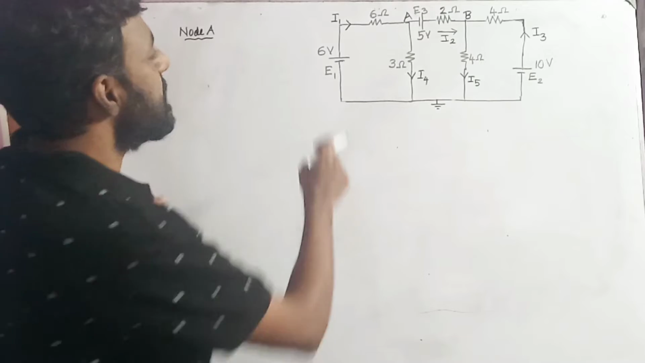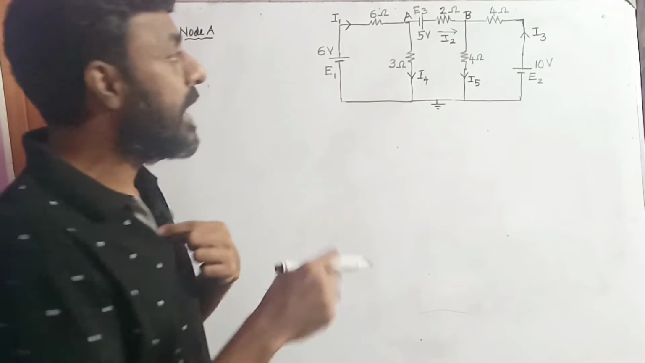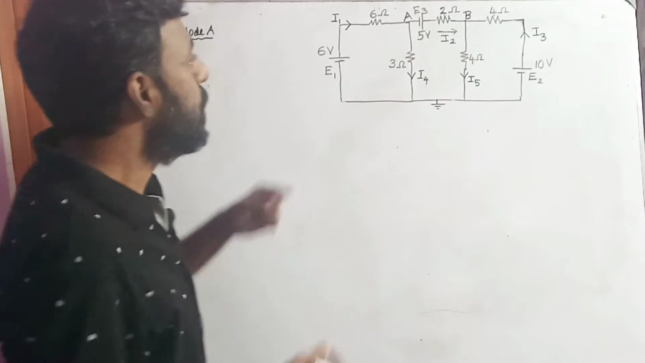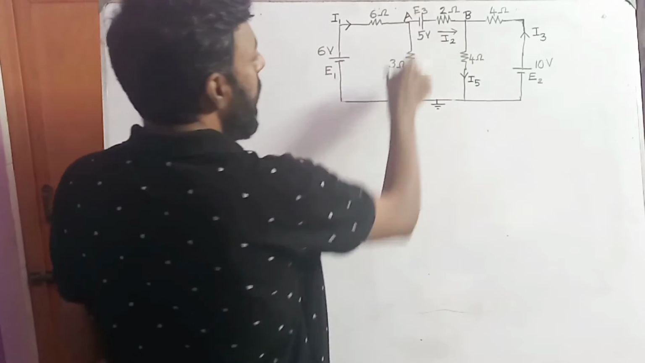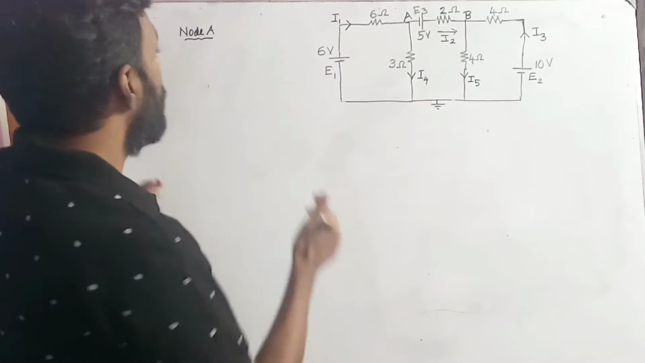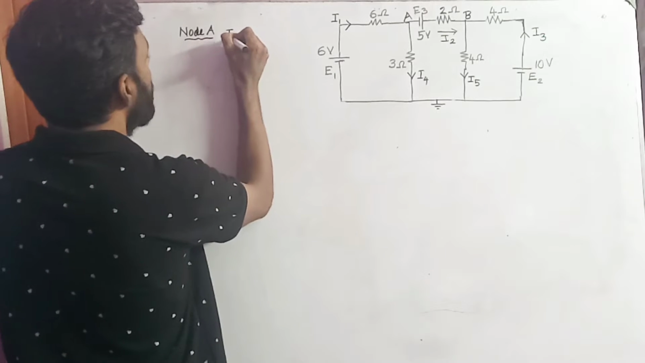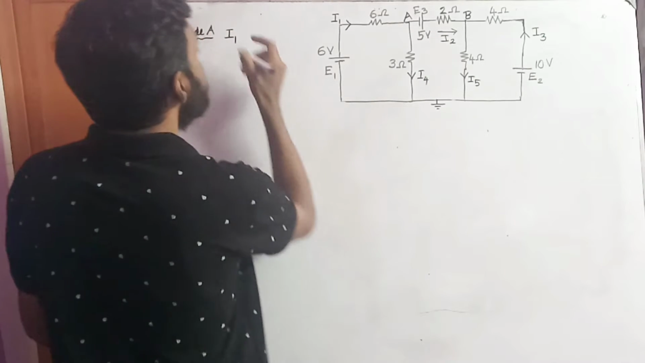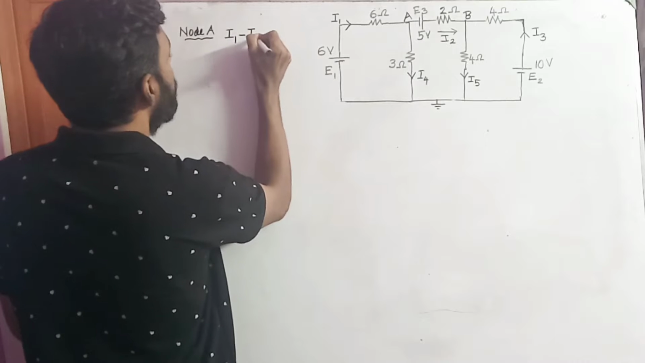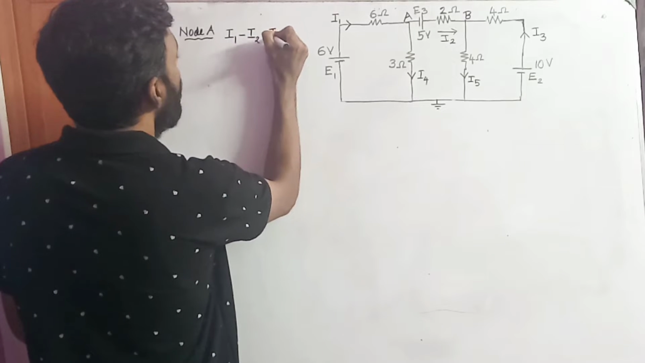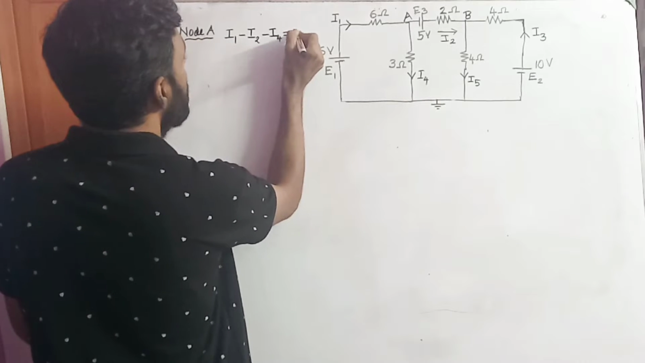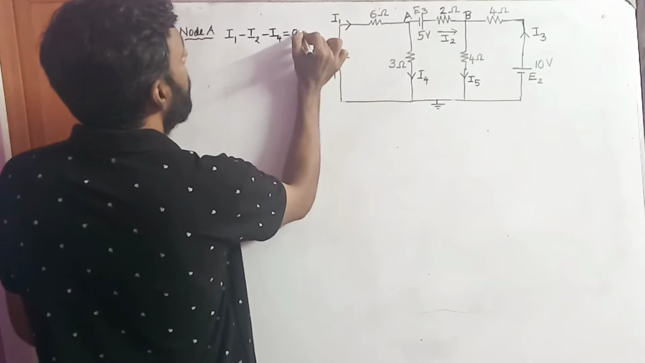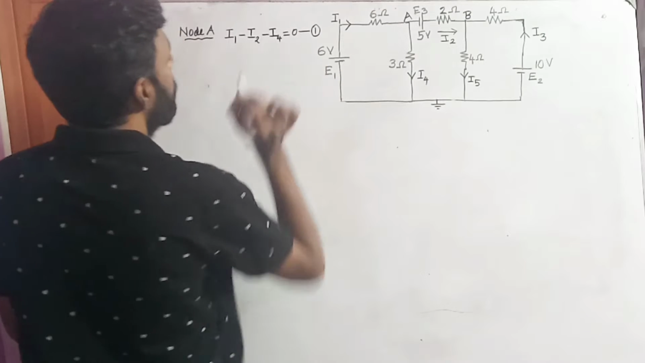KCL means incoming currents are considered to be positive and outgoing currents are considered to be negative. So in point A, I1 is an incoming current, I2 and I4 are outgoing currents. So I1 minus I2 minus I4 equal to 0. I'm going to mark it as equation number 1.